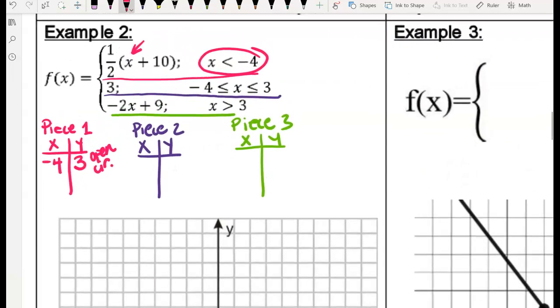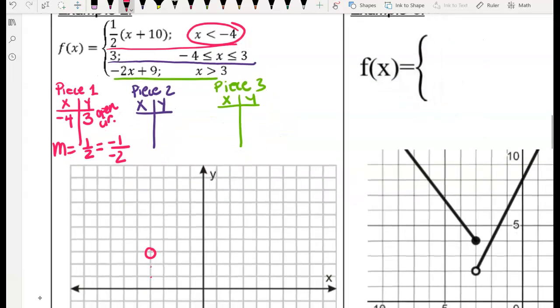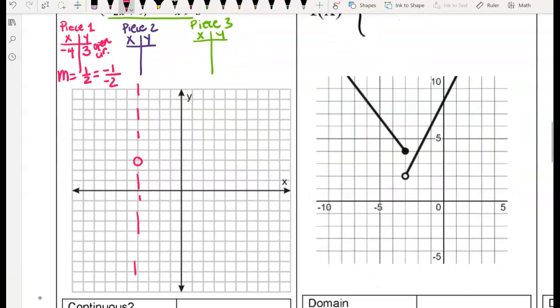Now, if we look at this piece right here, students, we do know the slope is going to be 1/2, which is a positive slope. Now, to get a positive number, sometimes we can use -1 over -2. Well, remember, we have to make sure x is less than -4, meaning that this first piece has to be over here on the left side. So keep that in mind as we are graphing out.